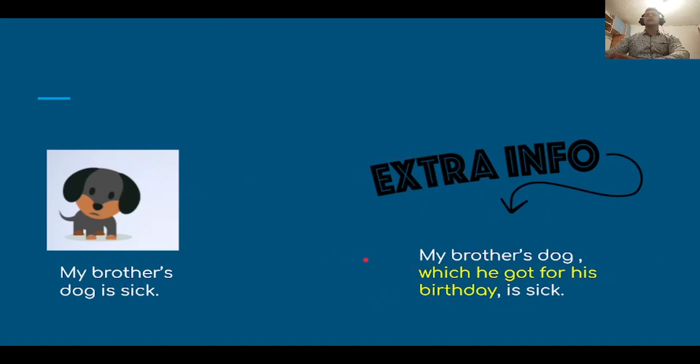And why are they both fine? Because I know my brother, I know his dog, and he has only one dog. In that case, both sentences are perfectly fine. So pay attention to cases like this.